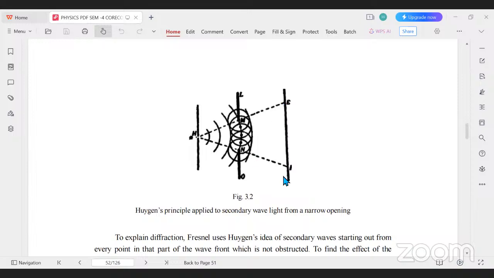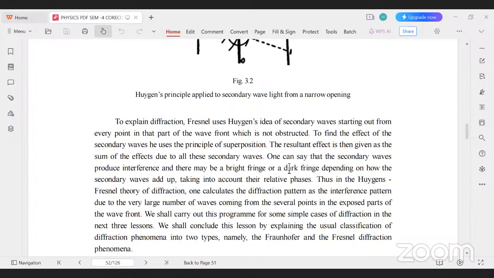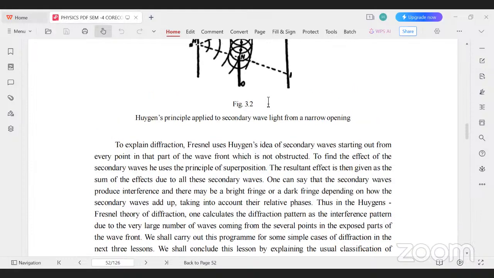So to explain diffraction, Fresnel used Huygens' idea of secondary waves starting out from every point in the wavefront, and to find the effect of the secondary waves, he used the principle of superposition. So this explains the bright fringe or a dark fringe. A fringe is nothing but a circle.